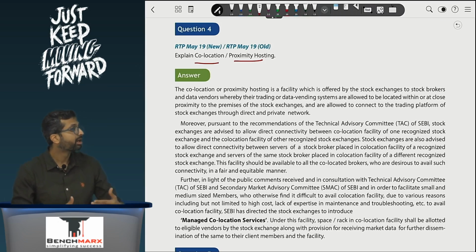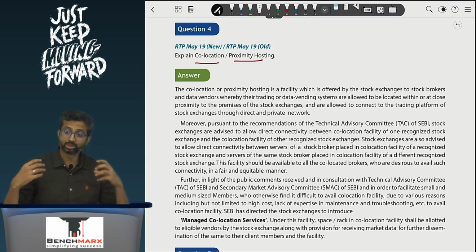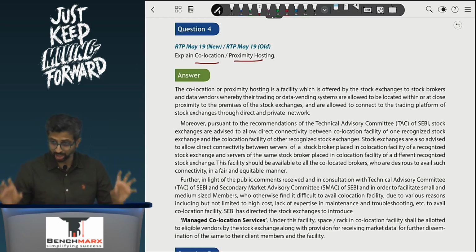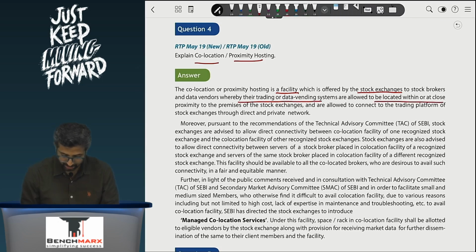And then they started permitting co-location or proximity hosting, where the eligible people they would allow to host. So proximity hosting is a facility which was offered by the exchange to the brokers and data vendors, whereby the trading or vending systems are allowed to be located within or at close proximity to the exchanges and allowed to connect with the trading platform through a direct or a private network.